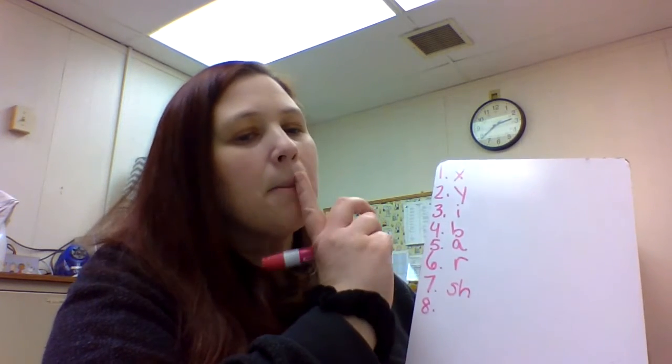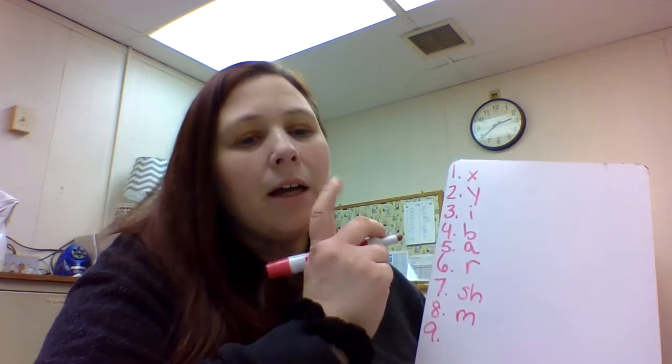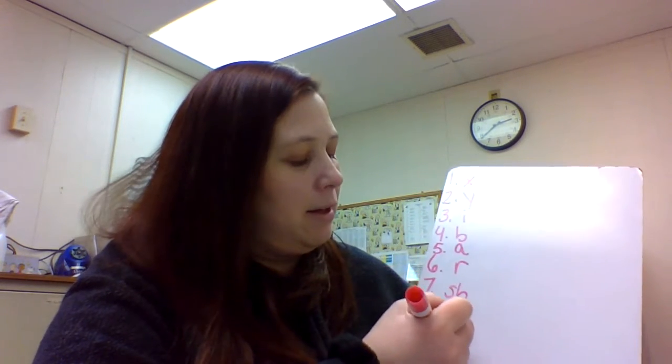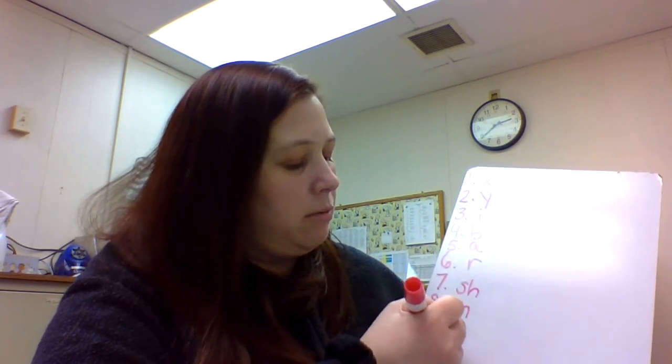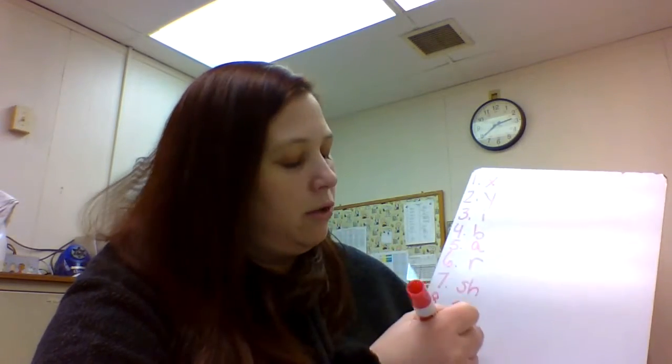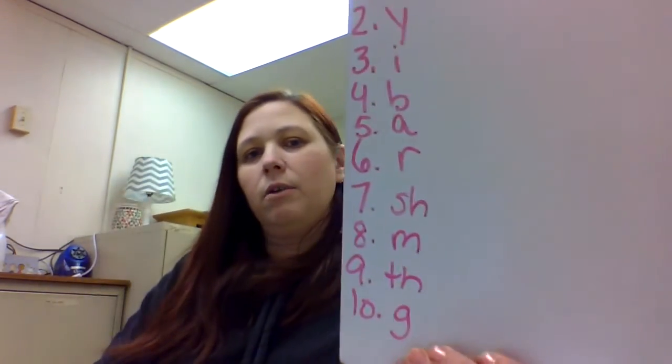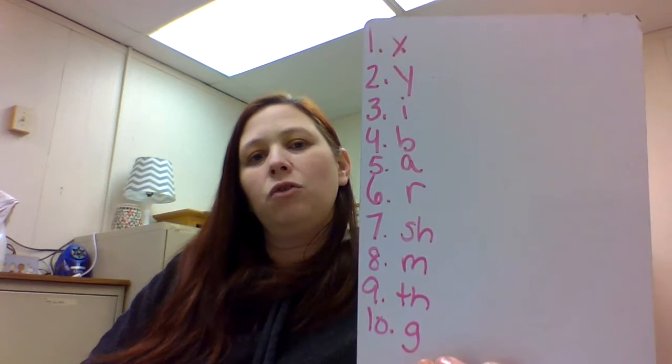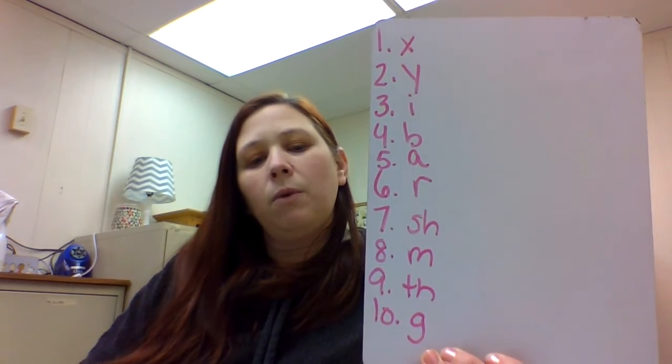Number 8 is m, write it down. Number 9 is th, write it down. And number 10 is G, write it down. All right, those were quick and easy. Make sure you have all of those before I move on.